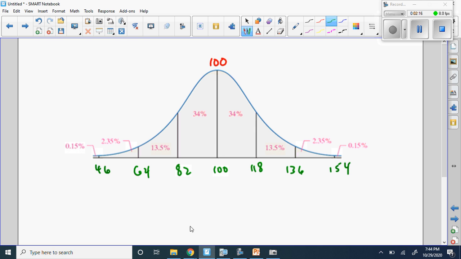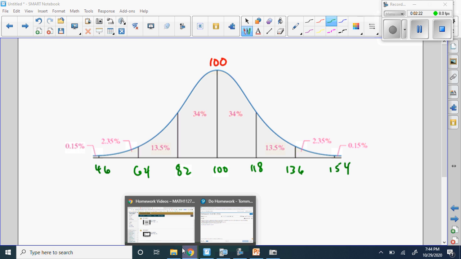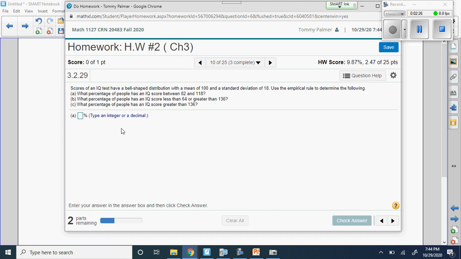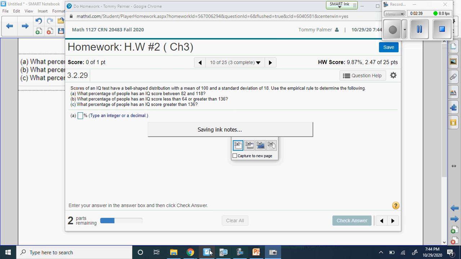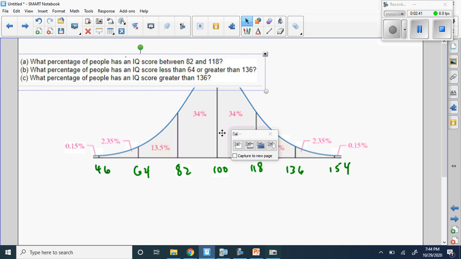So it says, let's kind of look at this. Let's see here. And let's go to there. It says A, B, C. Okay, A is, let's do this. Let's grab this right here real quick. Typing in as an integer or decimal. So there. Let's bring this down.